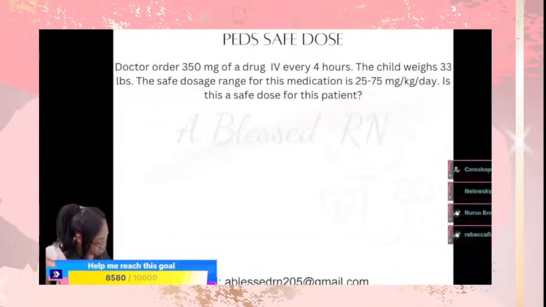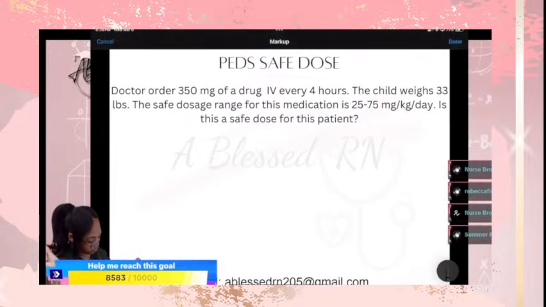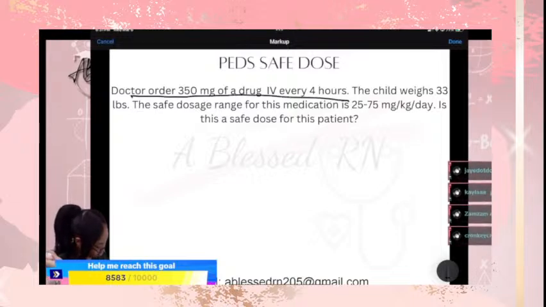so let's do another one. Doctor orders 350 milligrams of a drug IV every 4 hours. The child weighs 33 pounds. The safe dosage range for this medication is 25 to 75 milligrams per kilogram per day. Is this a safe dose for the patient? All right. So the first thing we're going to do is not address the order. Remember, that's what they said that they want the patient to have. We're trying to figure out, okay, what is the safe zone?